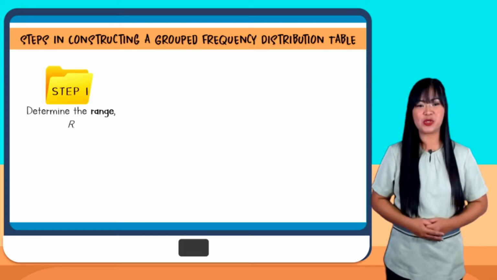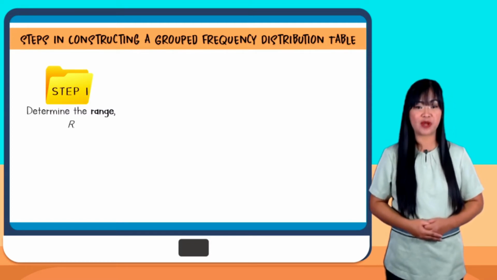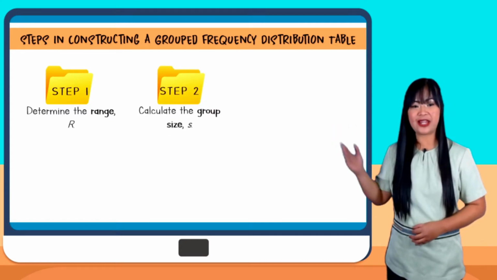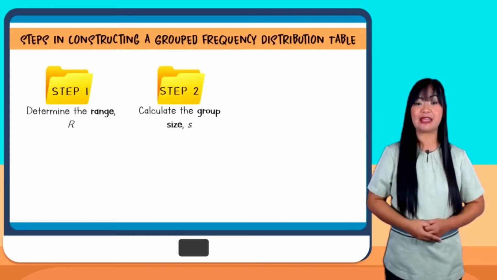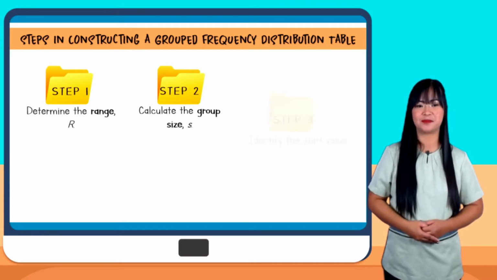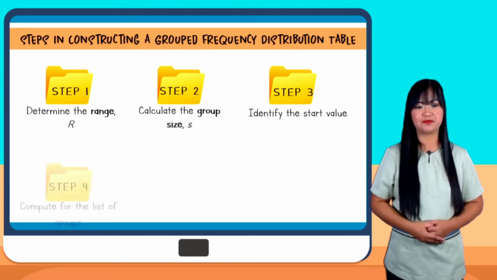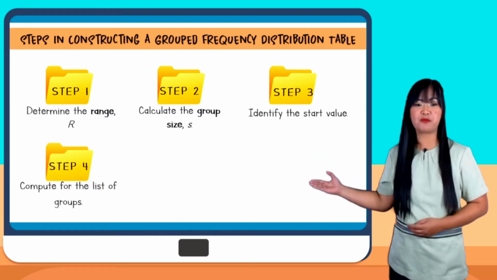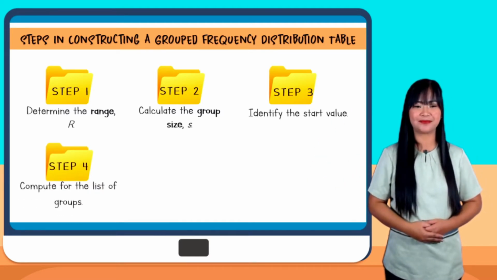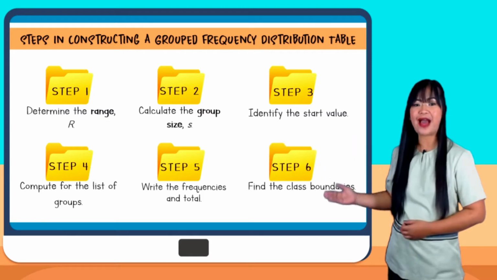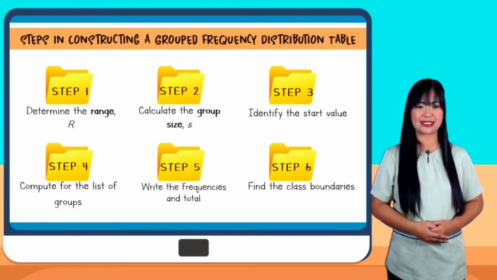Step 1 is to determine the range, which is represented by R. Step 2, calculate the group size, represented by small letter s. Step 3, identify the start value. Step 4, compute for the list of groups. Step 5, write the frequencies and total. And step 6, find the class boundaries.